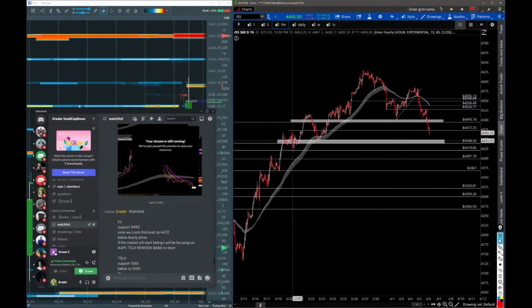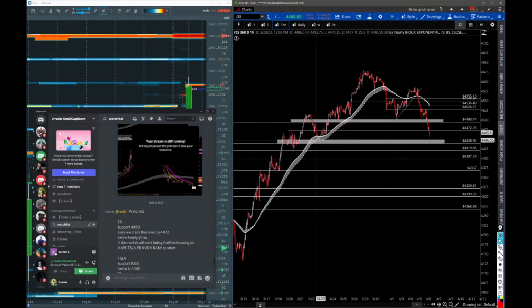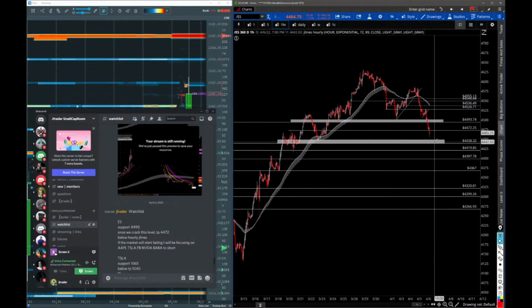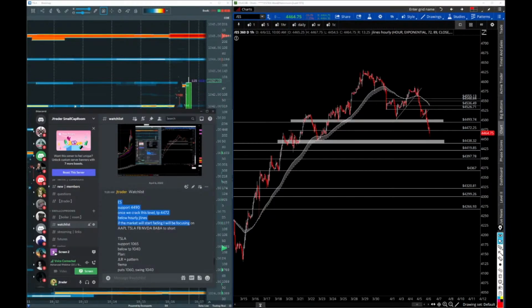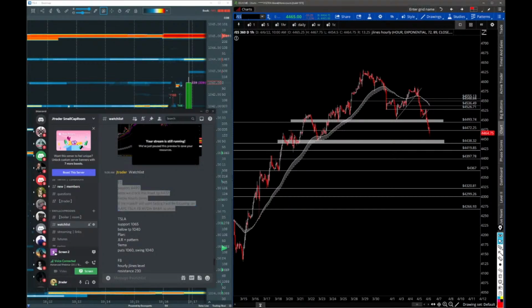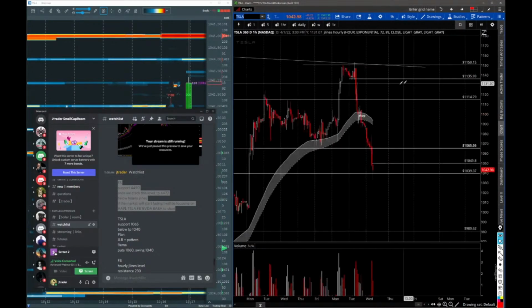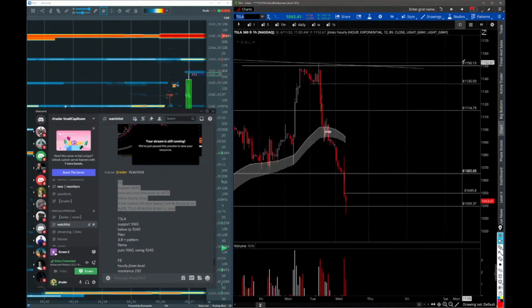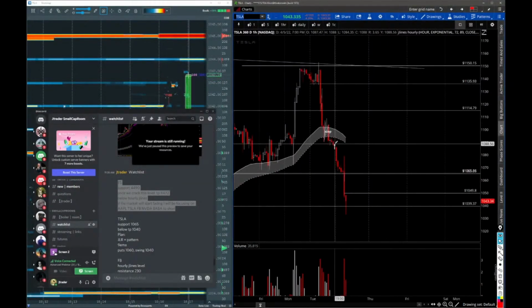And then I was looking for this support over here, 44.40, 44.38. Because you can see over here, a nice demand zone. You can see over here again, demand. And now this is my target. So the plan was very good. It worked once we cracked this level, looking for TP 44.72, which we had in pre-market. And if the market will start fading, we'll be focusing on Apple, Tesla, Nvidia, Baba short. So what we did, I traded Tesla, which is the main one. My average of entry is 1065, and then a recycle, still holding partial short.